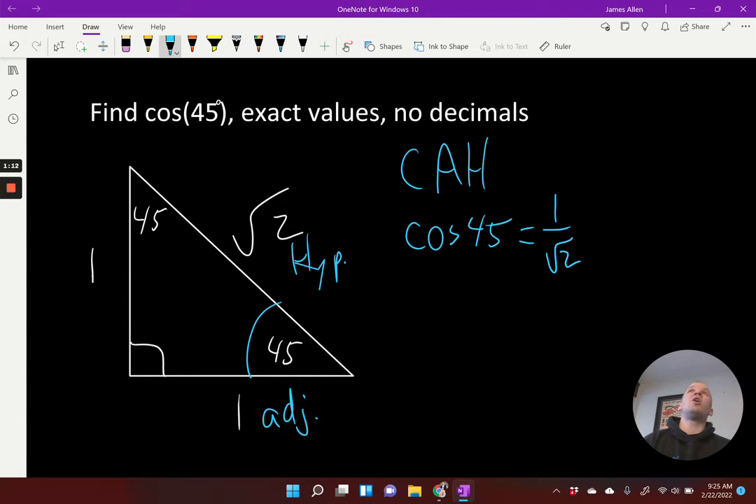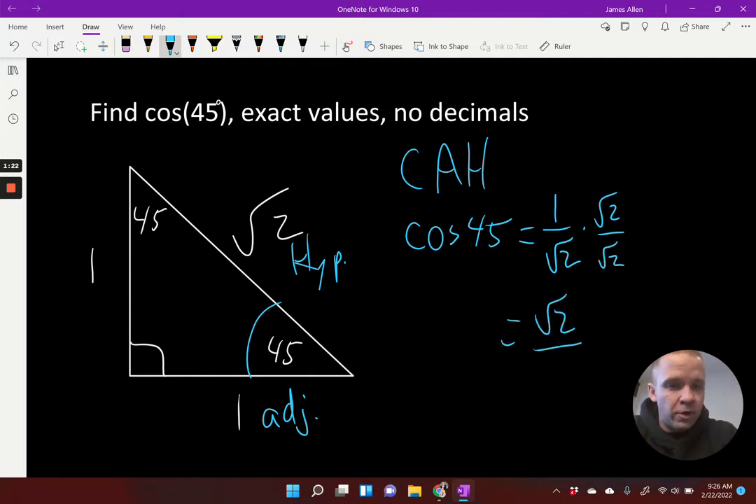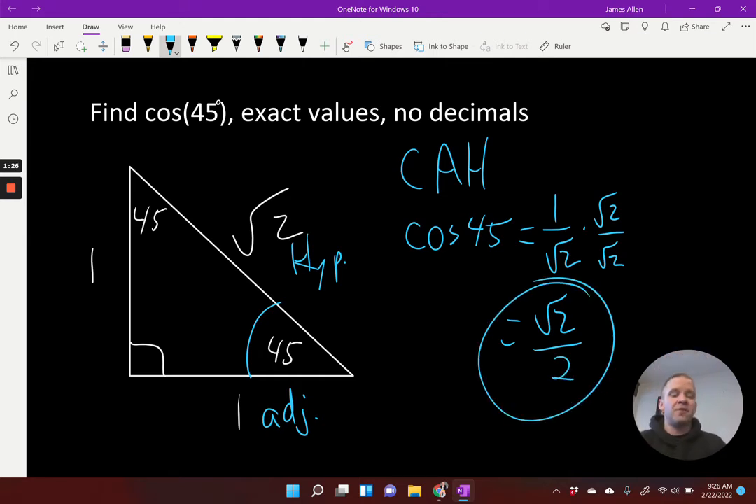But as we all know and love, you cannot have radicals left in your denominator. So I'm going to have to rationalize by doing root 2 over root 2, giving me root 2 over root 2 times root 2, which is root 4, which is 2. I cannot simplify any further. That is my answer. Root 2 over 2.